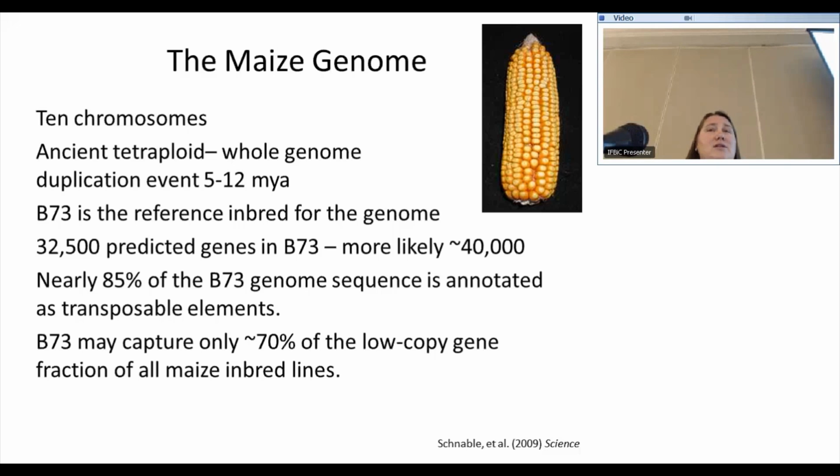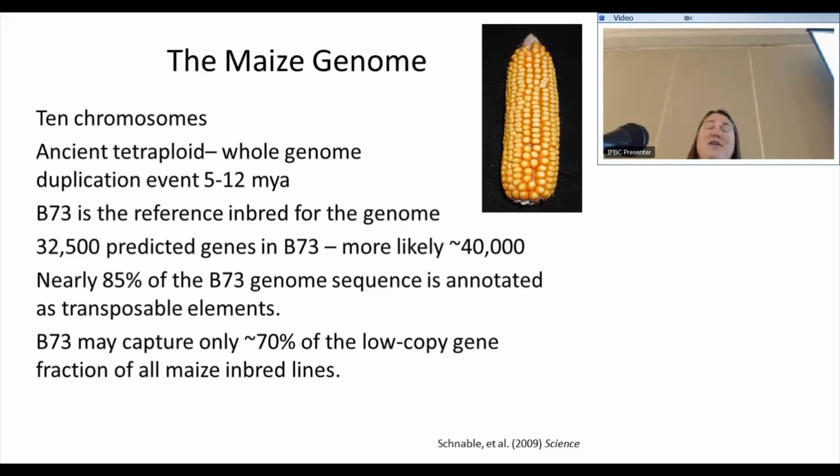B73 is the reference inbred line for the Genome Project. And it's predicted based on the sequence alone that there are approximately 32,000 genes in corn. And in reality, it's probably closer to 40,000, perhaps 50,000. The Genome Project is not far enough along to exactly give us our final number yet.